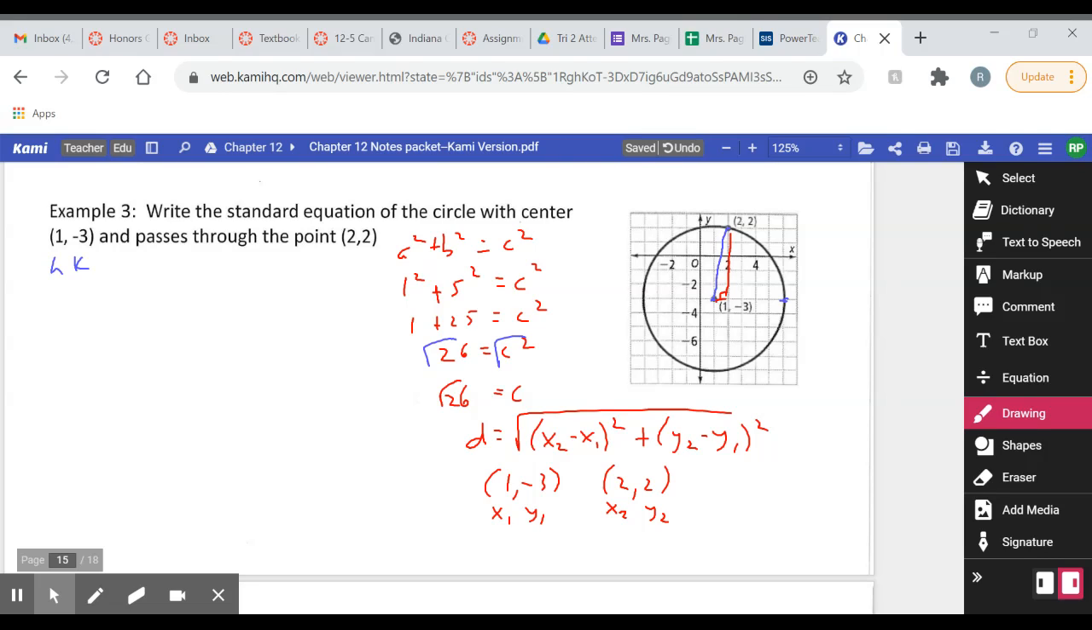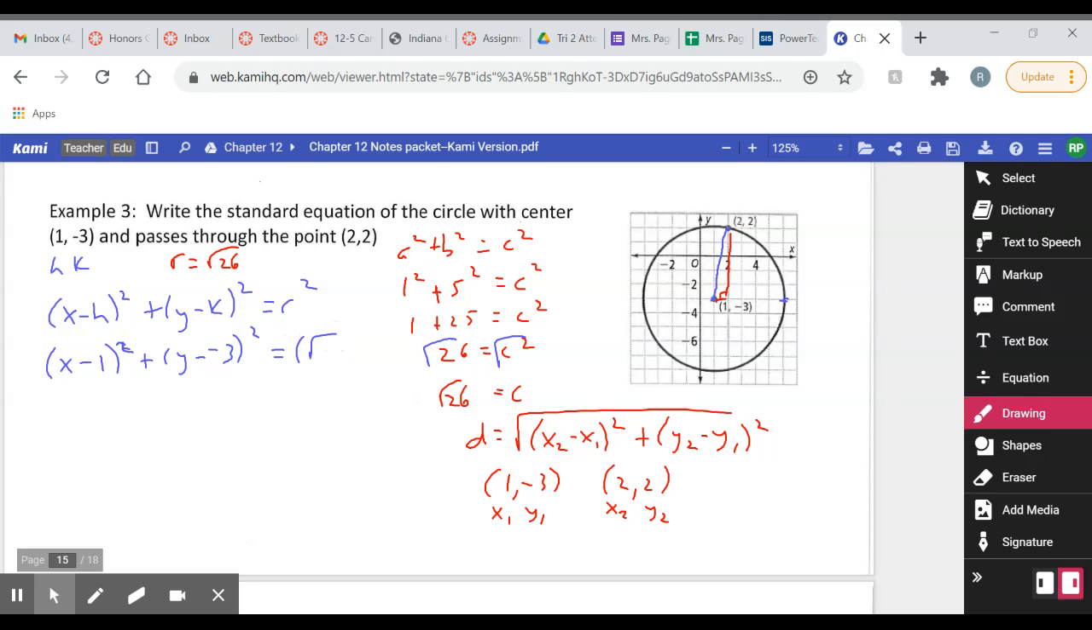All right, so now that I know what my radius is, which is square root of 26, and I know what my h and k are, then I can go ahead and write the standard equation of my circle. So again, I'm using the formula x minus h squared plus y minus k squared is equal to r squared. So x minus h, which is 1, squared, plus y minus k, which is negative 3 squared, is equal to r squared.